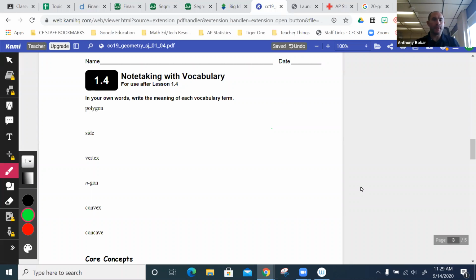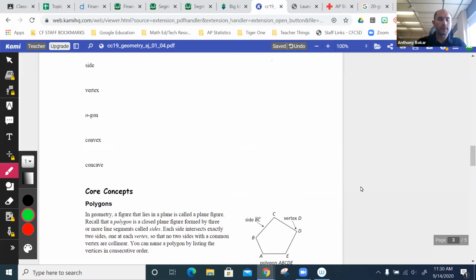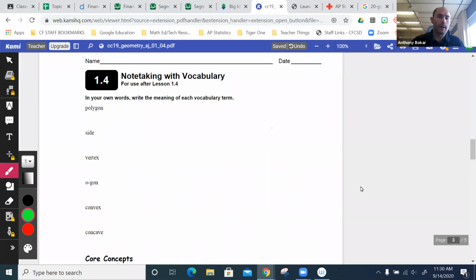We're going to be on page 19 of your student journal, which is in section 1.4 about area and perimeter. So we're going to start talking about polygons. So a little bit of vocab here to start.